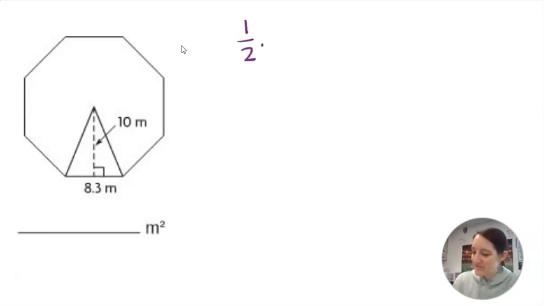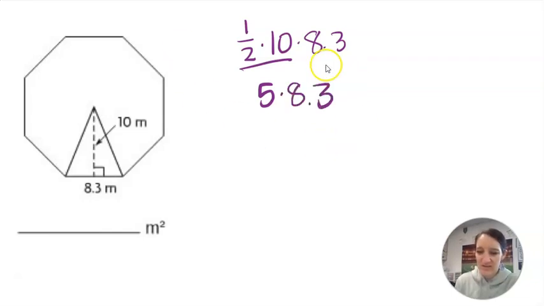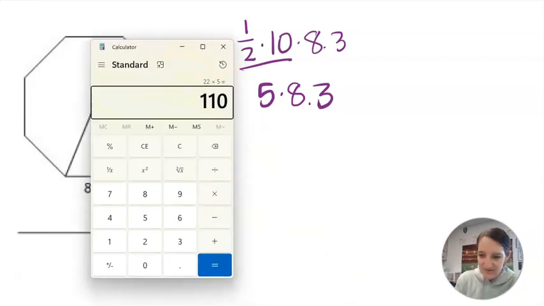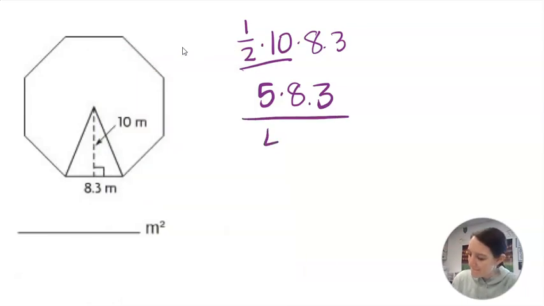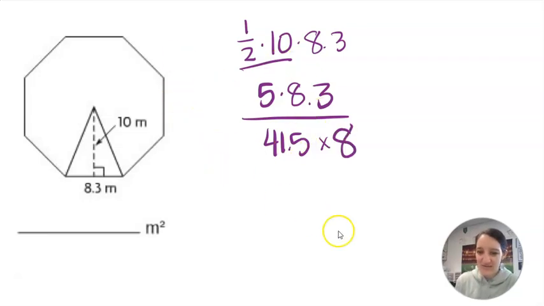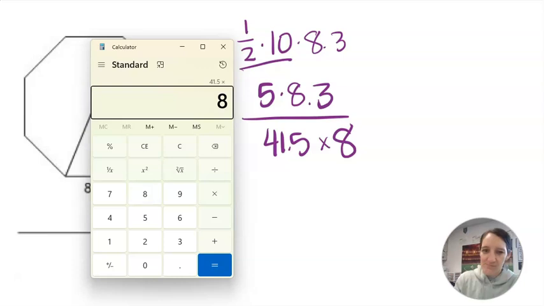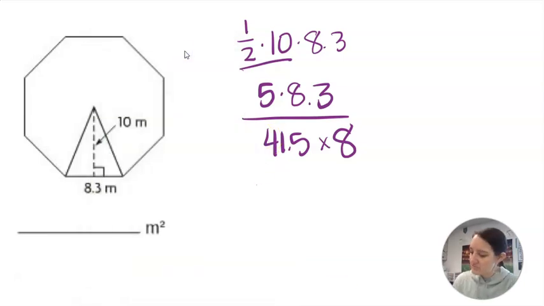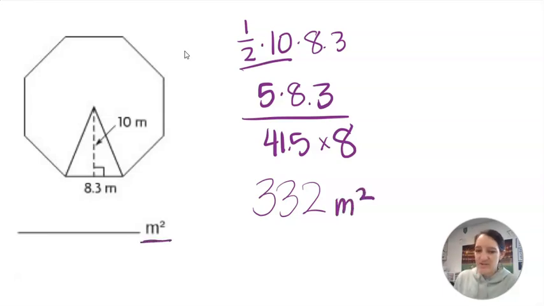So if we go 1/2 times base times height, half of 10 is 5 times 8.3 is 41.5. And then times that now by 8 because it's an octagon. And I get 332 meters squared, is probably what that is.